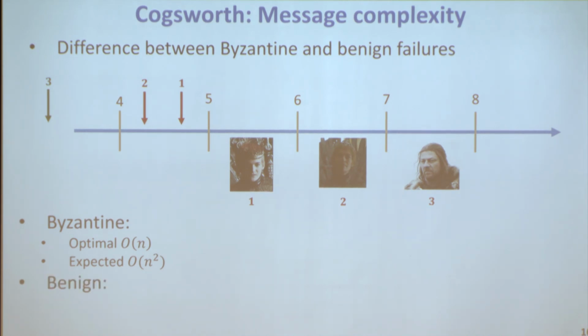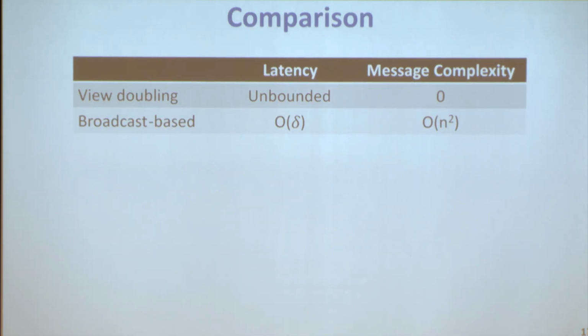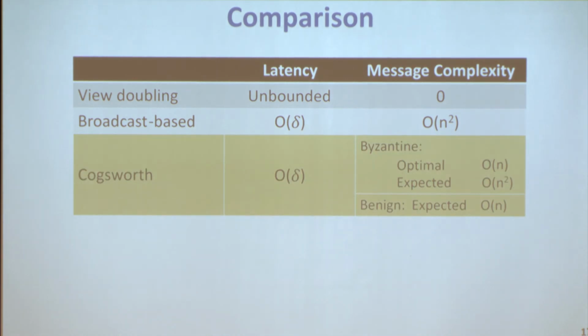In the benign case, we do better. We get expected linear communication costs. So let's recap and compare the 2 view synchronization algorithms. To the third one, you can see that with Cogsworth, first, the latency is the same as broadcast-based. And also in message complexity, we do just as good as broadcast-based, and in certain cases, optimal Byzantine or benign expected, we actually get an order of magnitude better performance or message complexity than broadcast-based, which is the most used technique in current consensus protocols.